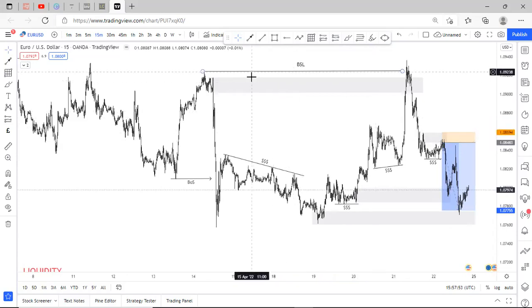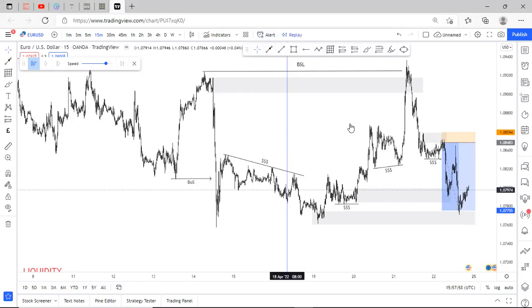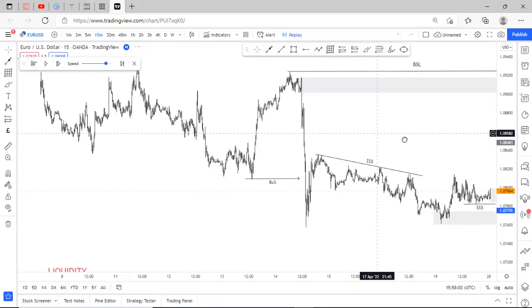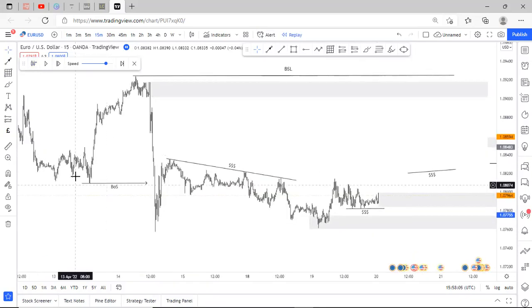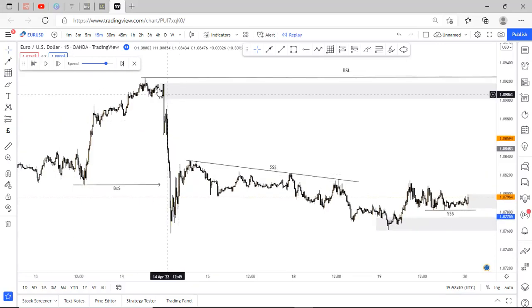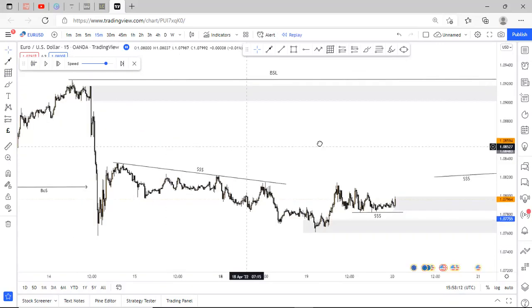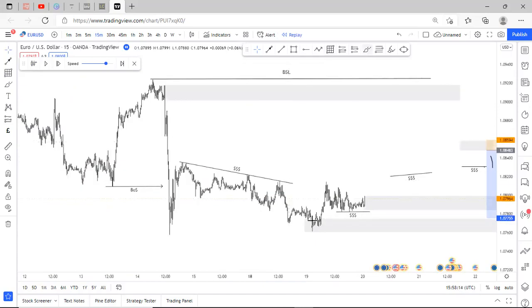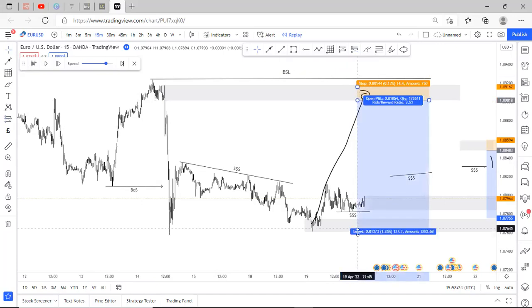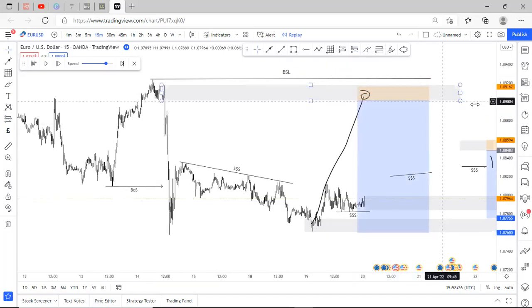Now let's take this as an example. Let me replay. At this point in time, we had a break of structure right here. We can see we have this unmitigated supply zone. Normally we know the market will push all the way up into the zone to mitigate it, right? So normally we'll be looking for a sell trade at this point. And this is why confirmation entries are very, very important.